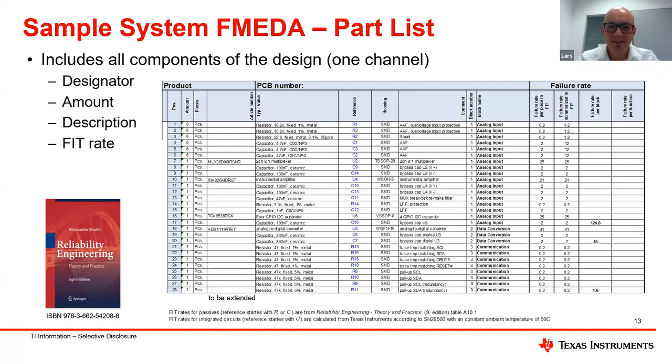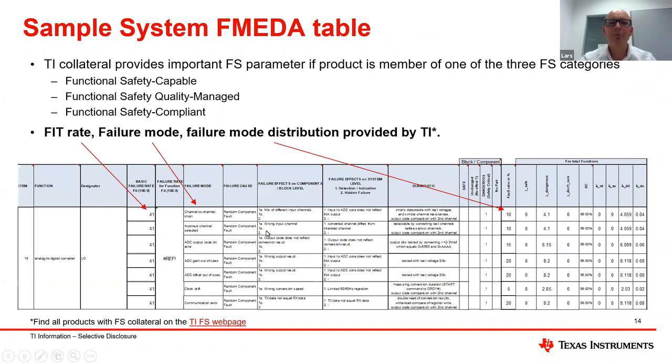So in the next slide, we come to our sample system FMEDA table. So another table. Yes, another table. This is a bit different from the concept FMEDA. Now we really go into the numbers, right? So we have again our analog to digital converter here, for example. We have a base failure rate, maybe you have seen this on the last slide, of 41. So 41 failures in time, right?